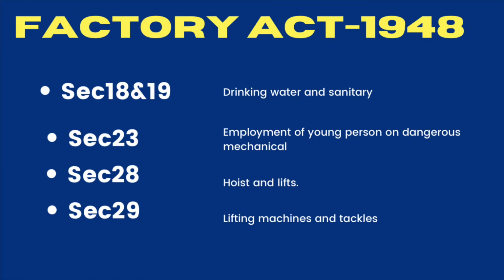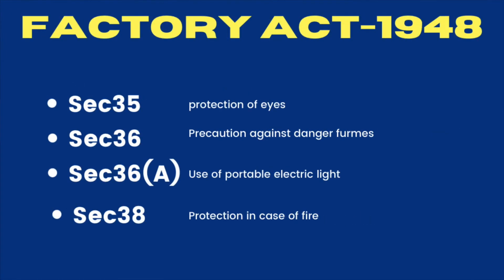Section 28 for hoists and lifts. Section 29 for lifting machines and tackles. So these both are related to lifting and shifting. Section 35, protection of eyes, means eye protection. Section 36, precaution against dangerous fumes. Section 36A, use of portable electric light.